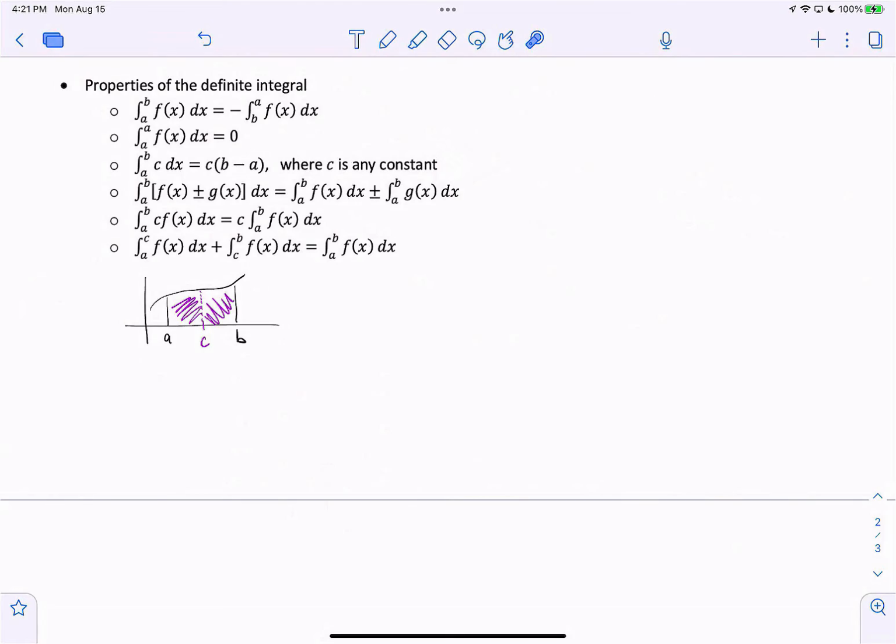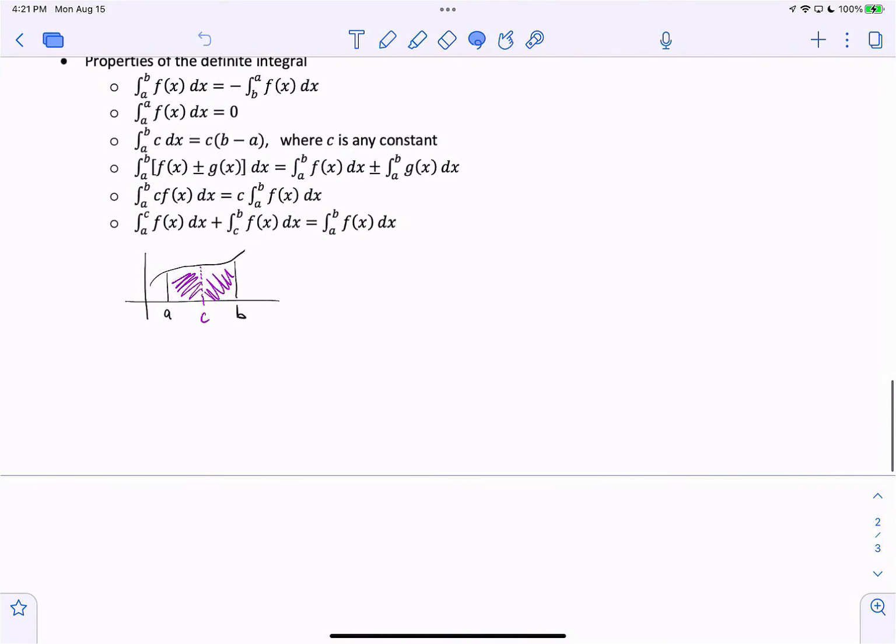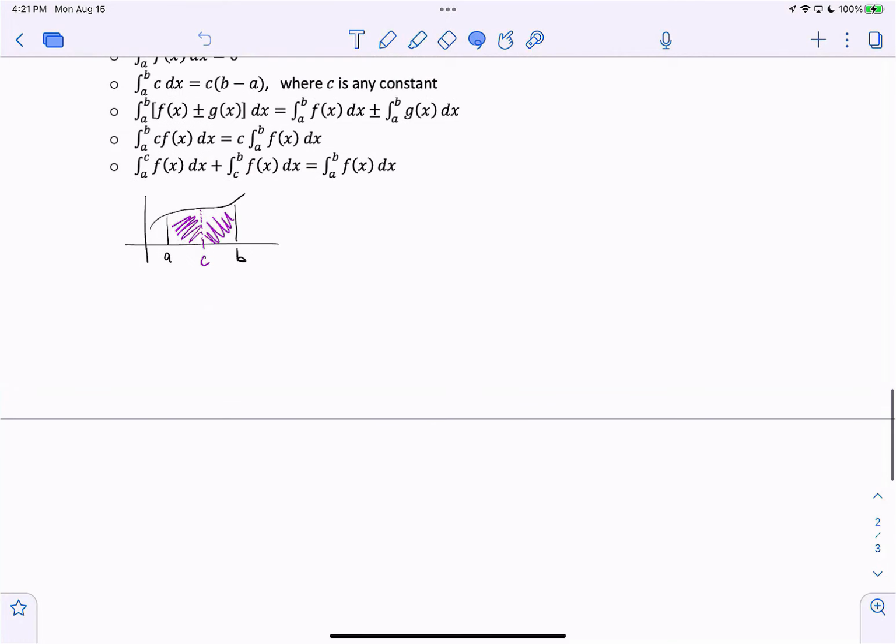One that we kind of do use is switching limits of integration. Just make sure that you know that means you're going to put a minus sign out front. And then this whole factoring out the c thing, pulling it out in front of the integral, that's kind of common. But like I said, I have an example where we're going to use this one, where we can split up the integral of a sum of two functions into the sum of two integrals.